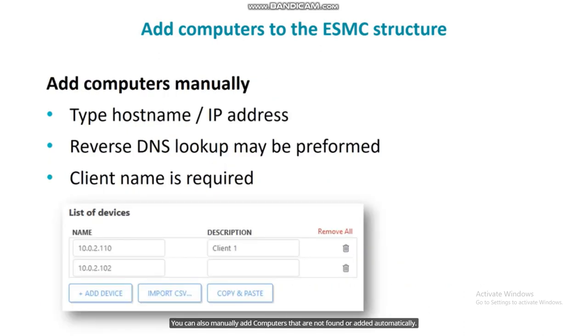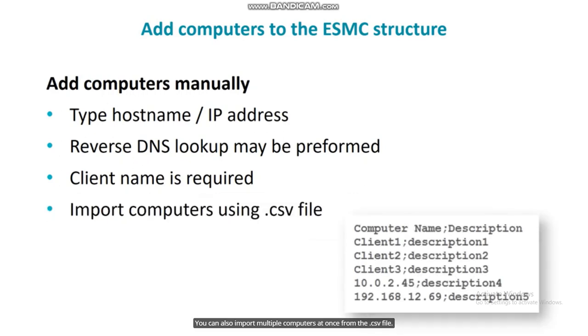You can also manually add computers that are not found or added automatically. You can submit their IP address or hostname. A reverse DNS lookup is performed when submitting IP addresses. Only client name is required, the description is not necessary. You can also import multiple computers at once from the CSV file. Adding multiple computers can take a longer time as reverse DNS lookup can be performed for each of them.